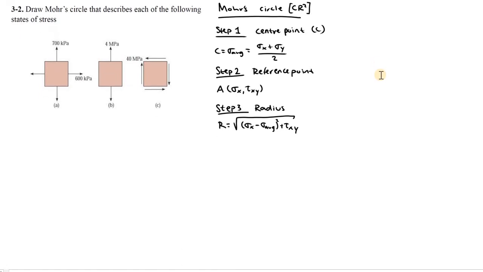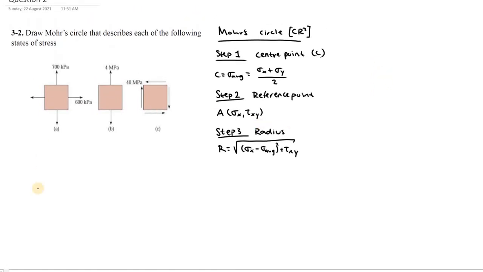So let's start by writing out what we have been given. So for our A, we have been given a normal stress in the X direction, 600 kilopascals, and a normal stress in the Y direction as 700 kilopascals. In here, we have no shear stress, 0.